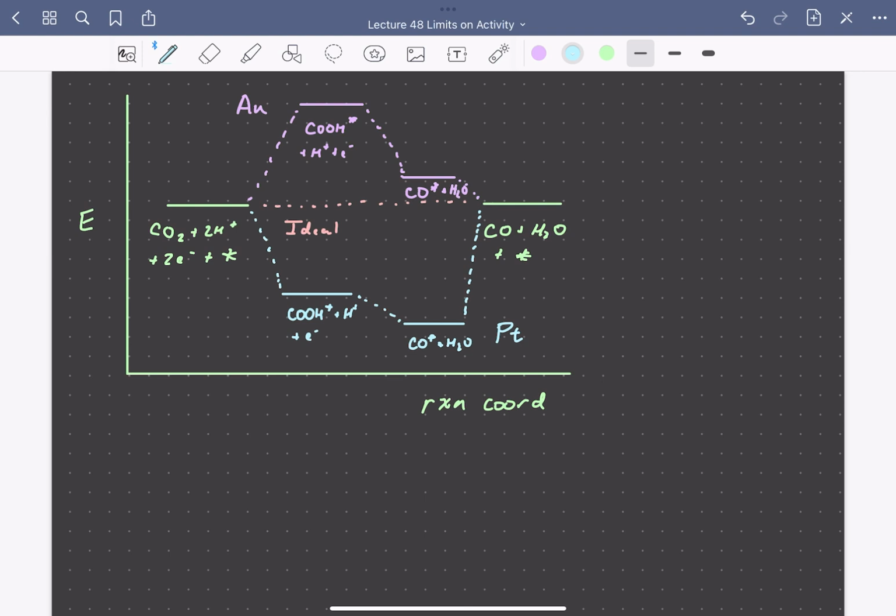Now what the scaling relation tells us is that we can't independently move the reaction energetics for COOH and CO. So if I move this step down, this one will come with it. So if I start with a catalyst like gold, I could increase activity by decreasing the energy for that first step, but eventually if I do so, I'm going to get into a situation that looks like platinum where the second step becomes thermodynamically limiting.